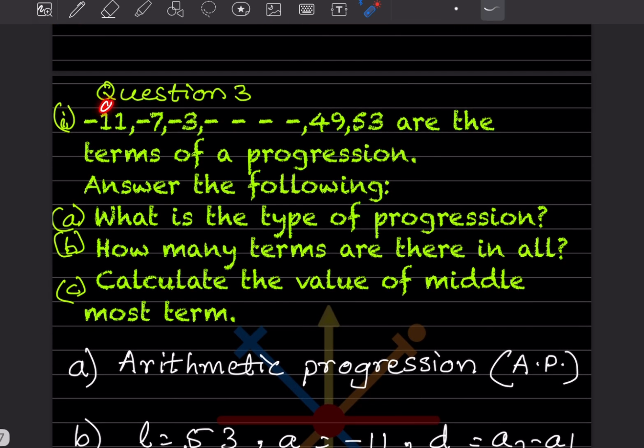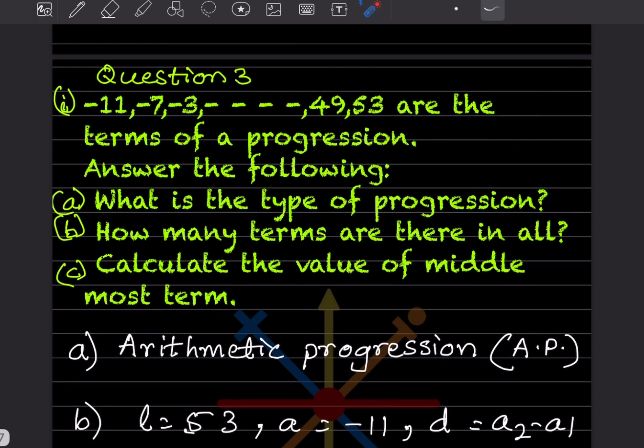So you can see this is A1, A2, A3, and so on. A2 minus A1, when you subtract this, is going to be 4. Again, A3 minus A2 is going to be 4. So what type of progression is it? That is the arithmetic progression, and we can also call this an AP.